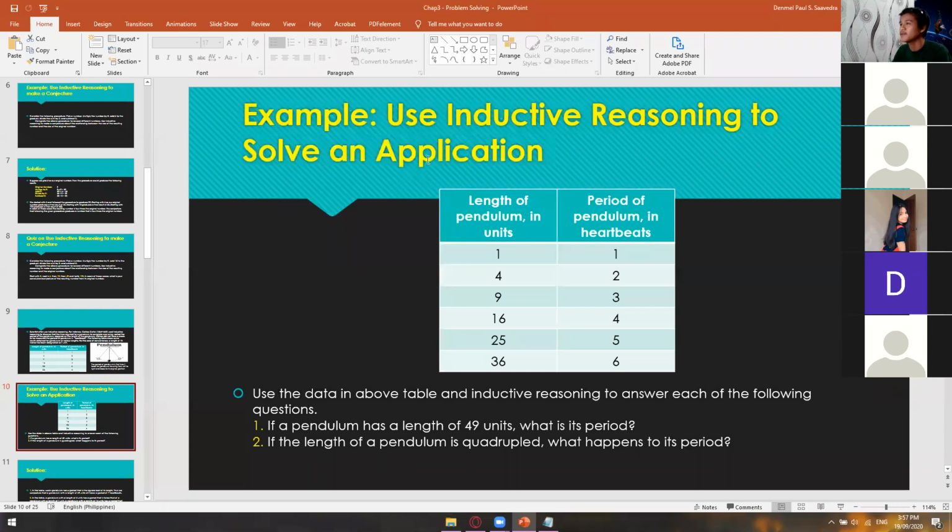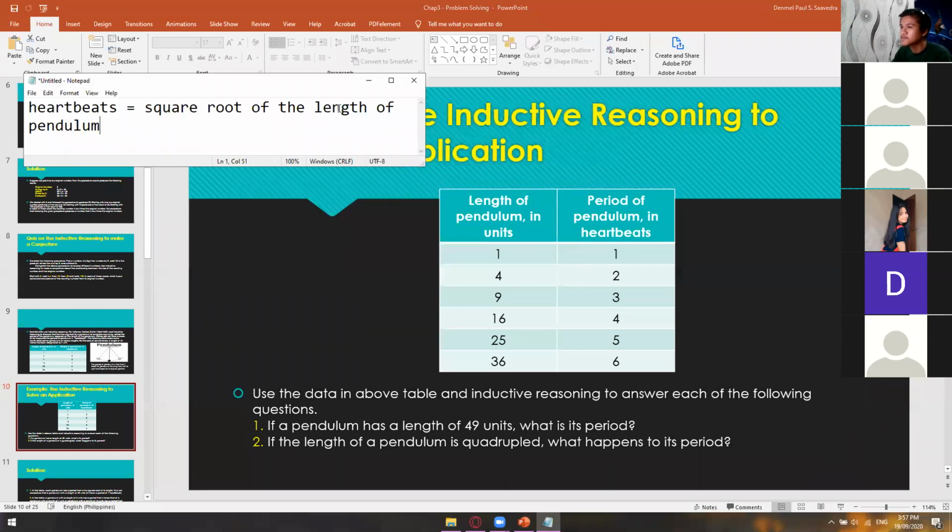Anyway, we have an example here using inductive reasoning to solve an application by using this table. So use the data above table and inductive reasoning to answer each of the following questions. Okay, so first one is, if a pendulum has a length of 49 units, what is its period? And then if the length of pendulum is quadrupled, what happens to its period?